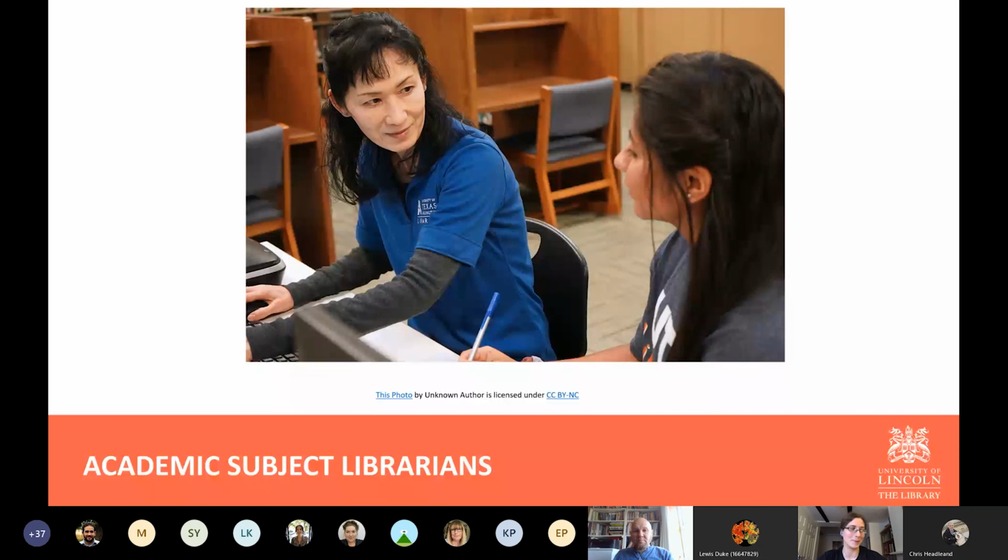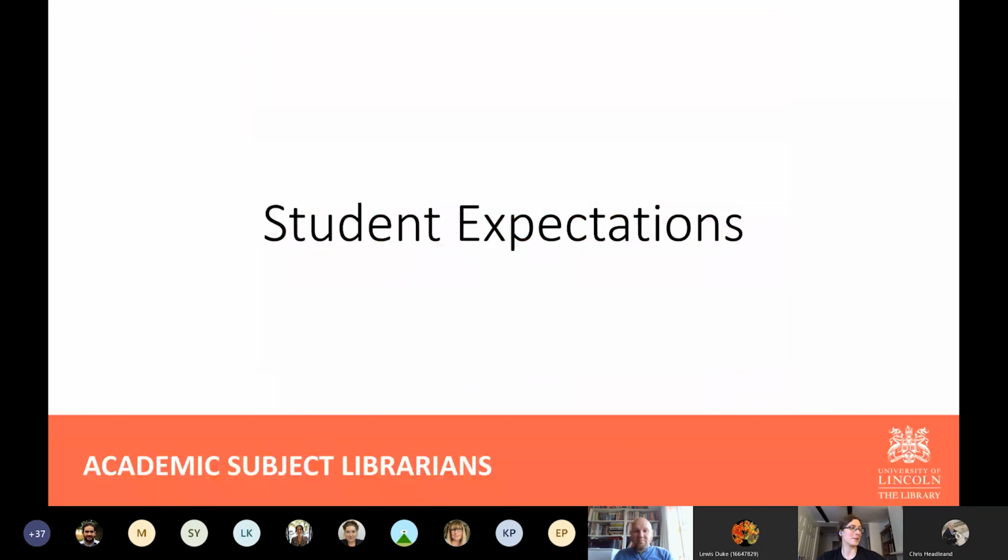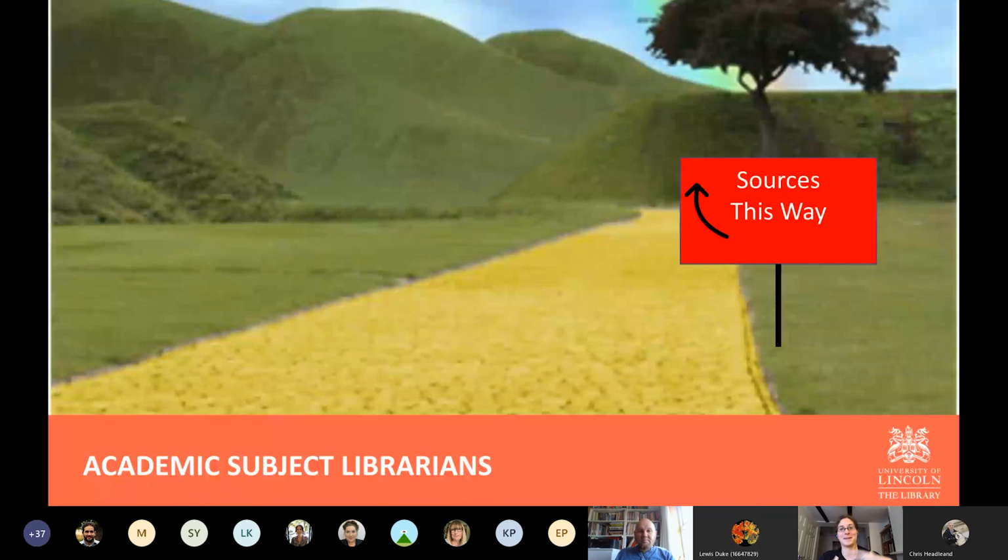On to the next slide, please. Thank you. So one of the things I notice, and we can go on to the next slide, is that students tend to very much have an expectation that they'll follow the yellow brick road.